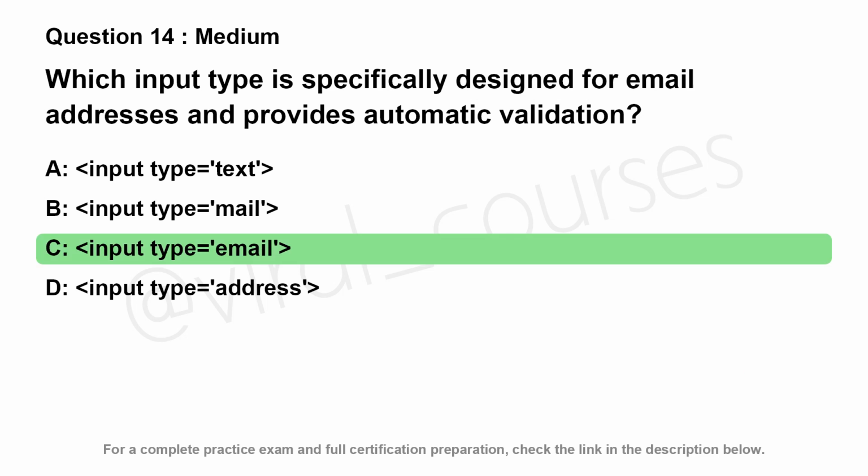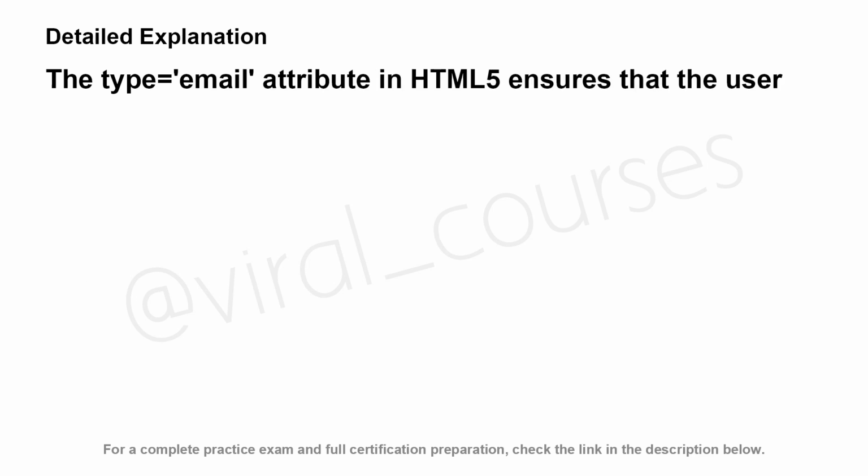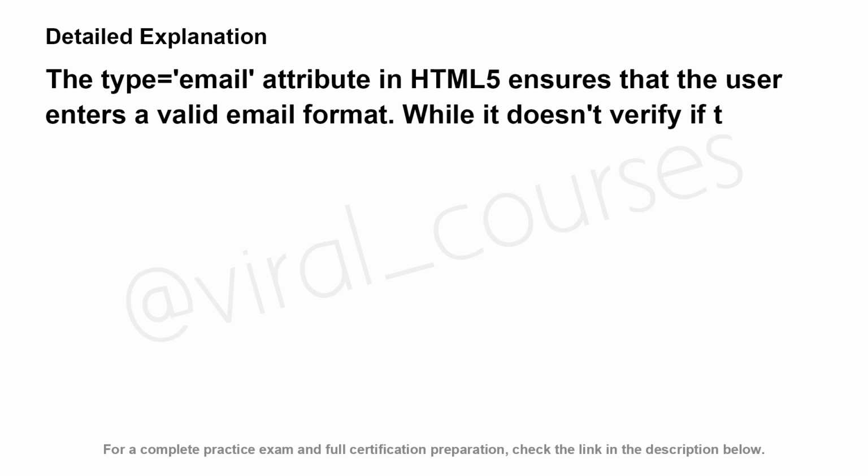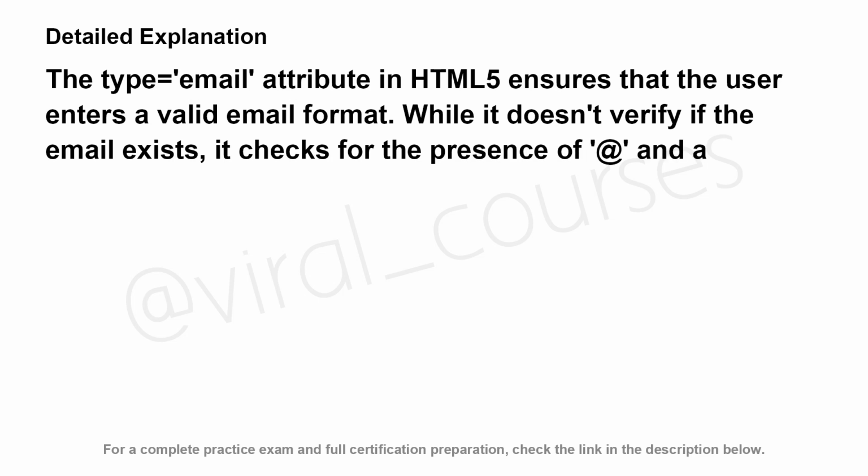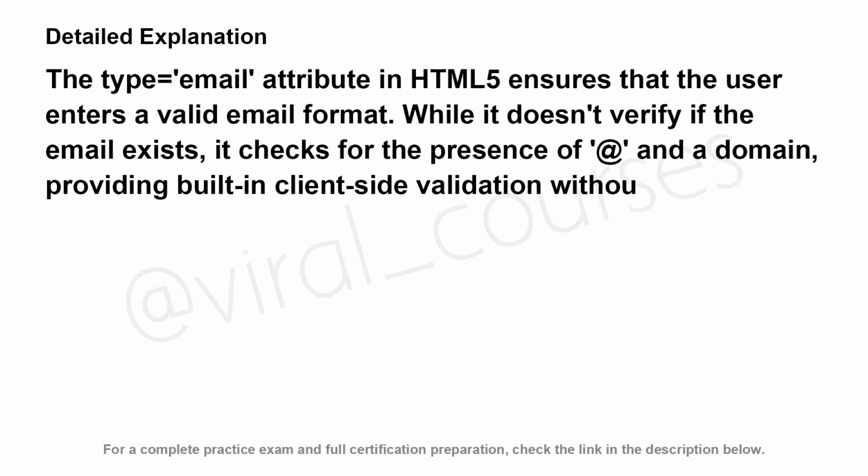The correct answer is C. The type equals email attribute in HTML5 ensures that the user enters a valid email format. While it doesn't verify if the email exists, it checks for the presence of @ and a domain, providing built-in client-side validation without needing custom JavaScript.